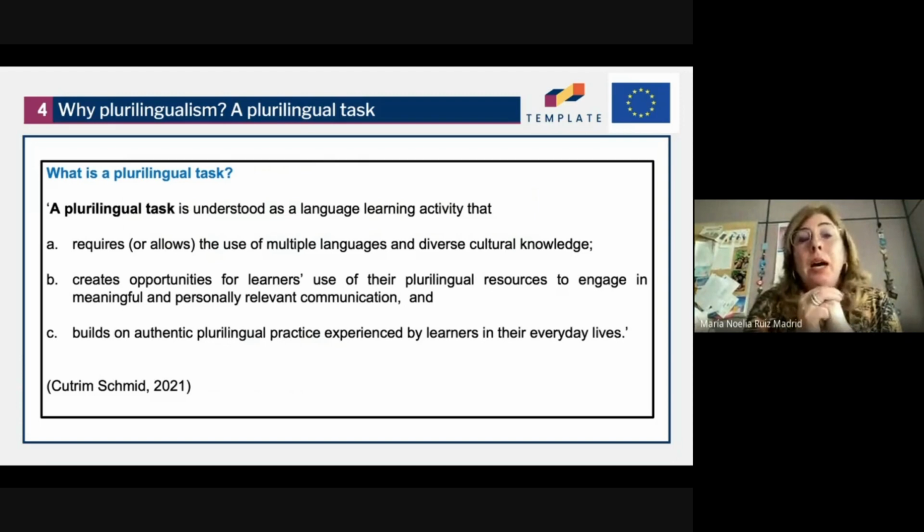So how to do it? How to materialize all this in the classroom? We should think about the design of plurilingual tasks, how to integrate all these languages and this plurilingual perspective in the materials we work with. So a plurilingual task is defined as a language learning activity that requires the use of multiple languages and diverse cultural knowledge.